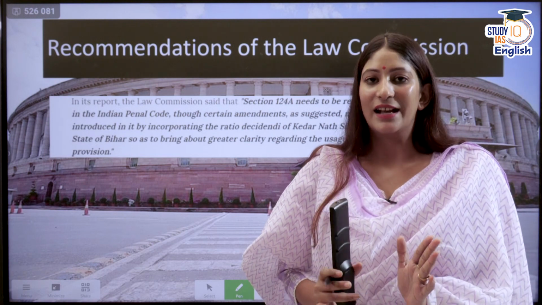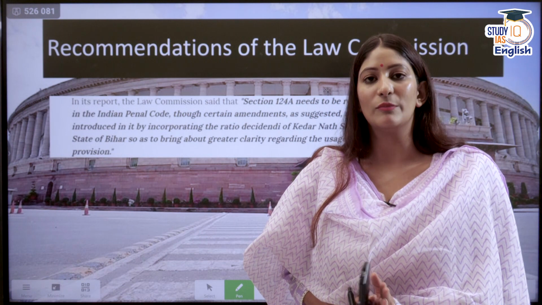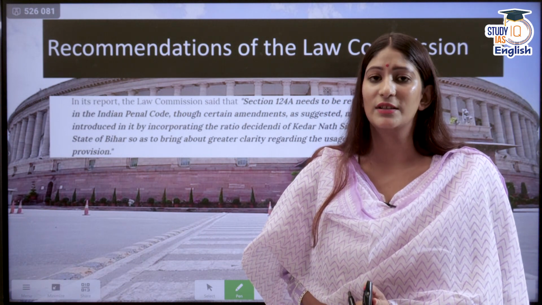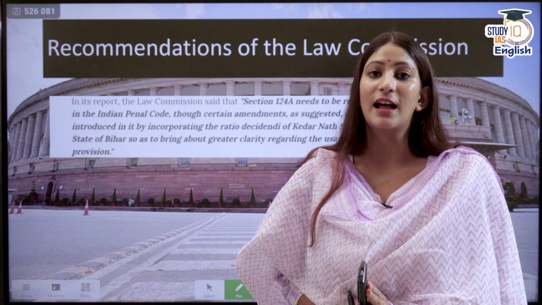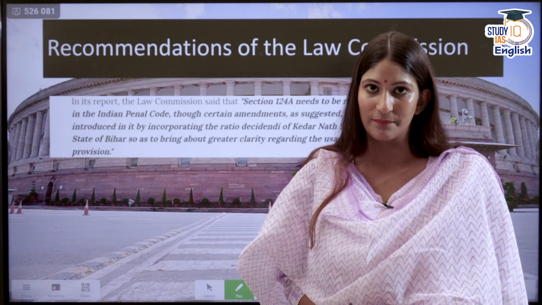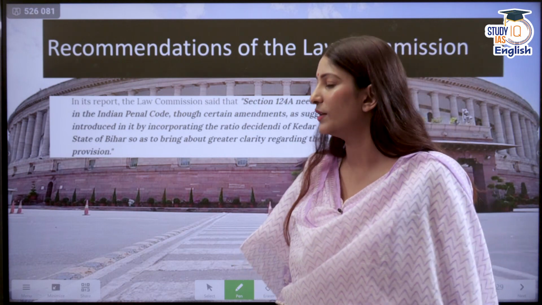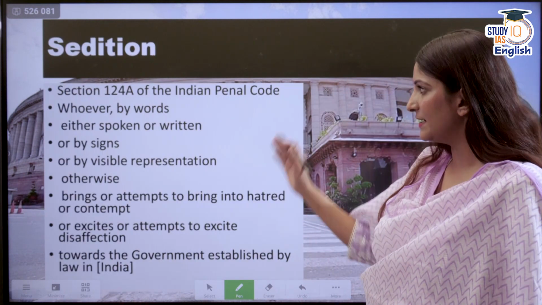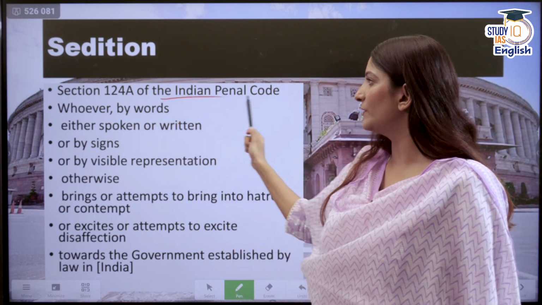Sedition, as recommended by the recent Law Commission, said that we do not need to remove sedition, but we have to ensure that the ruling in the landmark Kedarnath Singh case should be told. Did the government do that? I do not think so. Let's talk about how. Right now sedition is dealt under section 124A of the IPC.